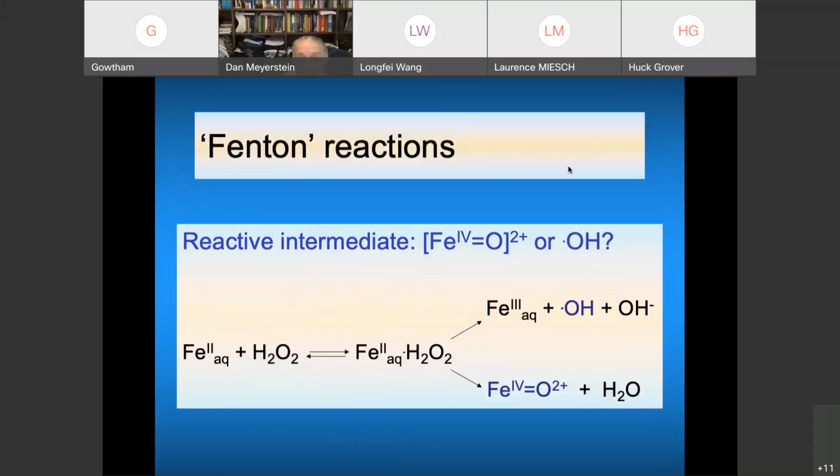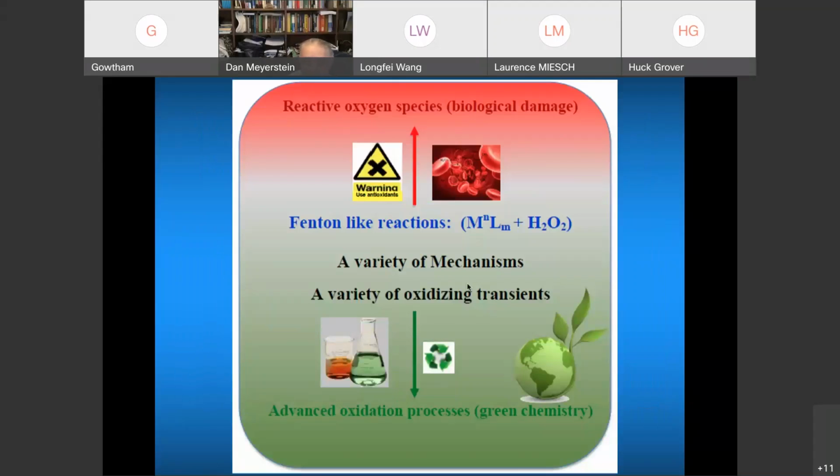In 1894, Fenton reported that when he added iron 2 salts to a mixture of tartaric acid and hydrogen peroxide, the tartaric acid was catalytically oxidized by the peroxide. Since then, the reaction of iron 2 with hydrogen peroxide is called the Fenton reaction. Let's go to the next slide, which explains why it is important.